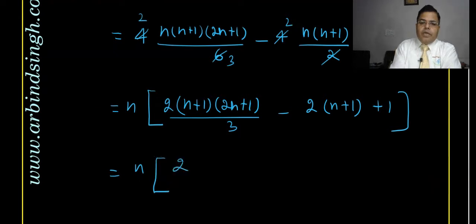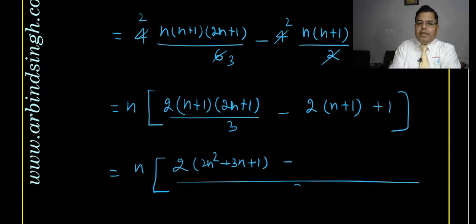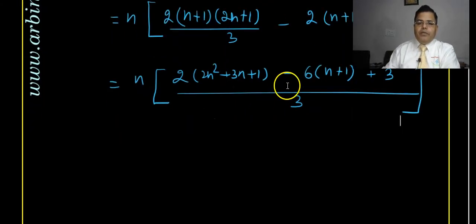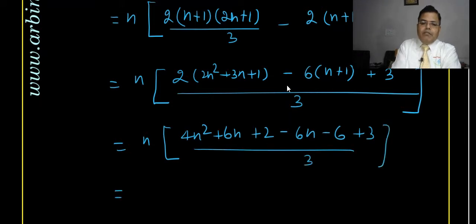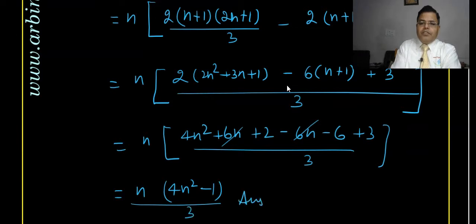This will be 2 times of 2n square plus 3n plus 1 and minus, LCM is 3, right? So that would be 3 into 6 times of n plus 1 and 3 times of 1, that is 3, and this will come. Now moreover, we can write it like n into 4n square plus 6n plus 2 minus 6n minus 6 plus 3 whole divided by 3, and the output will be n into 4n square, 6n, 6n cancel, 2 plus 3 is 5, 5 minus 6 is minus 1, divided by 3. So that will be the answer of this question. I hope you got it, right?